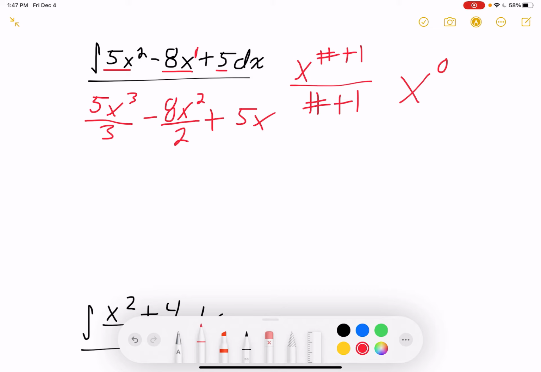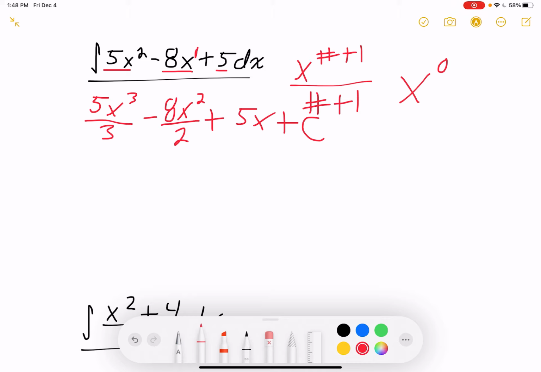Now we can simplify this a little bit. However, before I do that, I forgot, and please don't forget, you need to chain on a plus c. This is the thing that a lot of people forget and can cost you a lot of points on a test or a quiz. So please always, always, always remember, chain on that plus c.